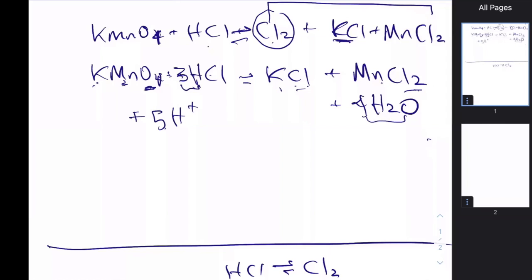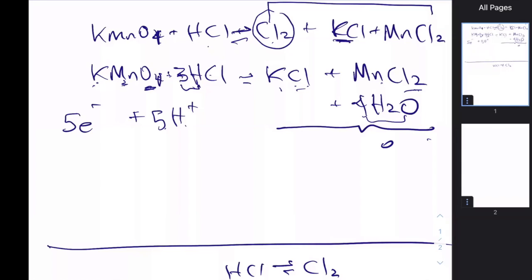The very next step is balance the charge. This side is 0. The potassium chloride 0, the manganese chloride 0, the water 0. This side, positive 5. I need 5 electrons in this side. That would be the balanced half reaction.